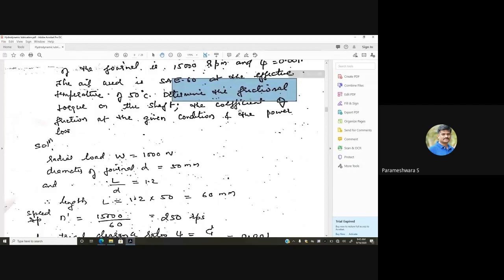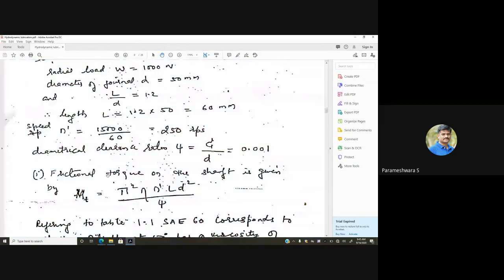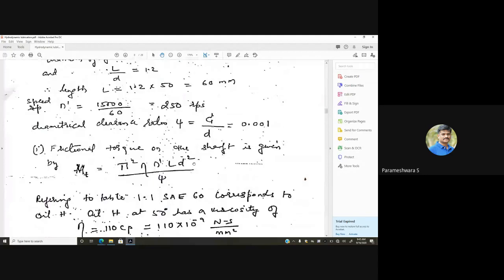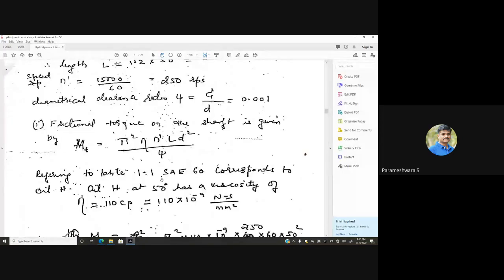Very simple. Just retrieve the formula from the data handbook for frictional torque. This formula we have derived in the previous class. So just make use of that frictional torque, or you can remember this. It's very easy to remember. Hardly you will get 3 to 4 formulas in this chapter, not more than that. Just remember it. It's not a big task for you. So frictional torque is equal to pi square eta N dash L D square over psi. Just use this formula.